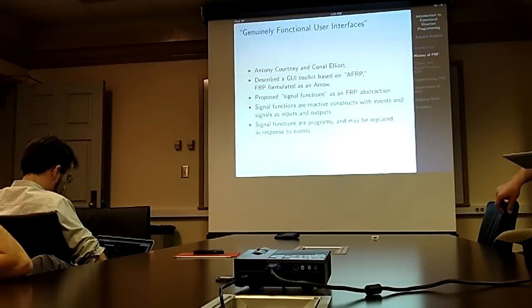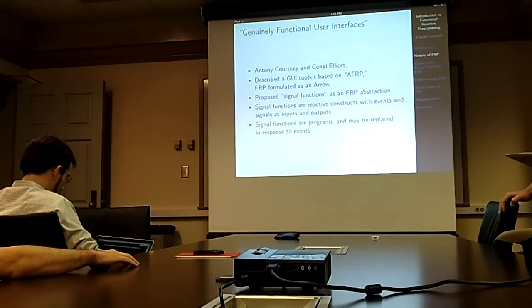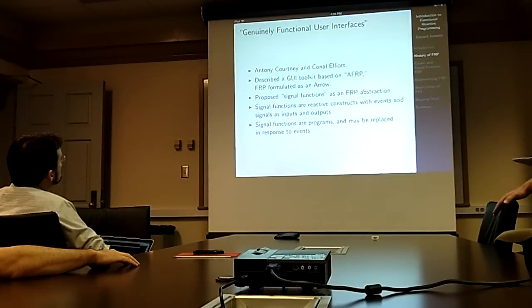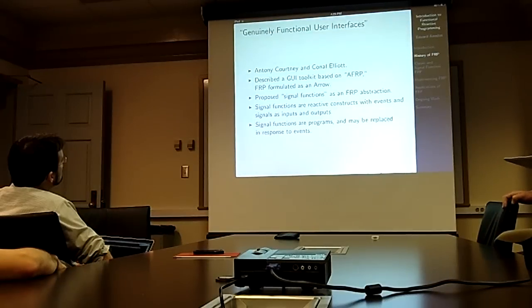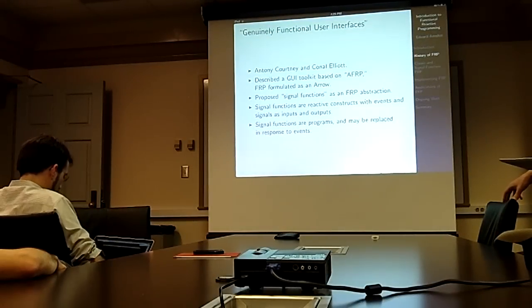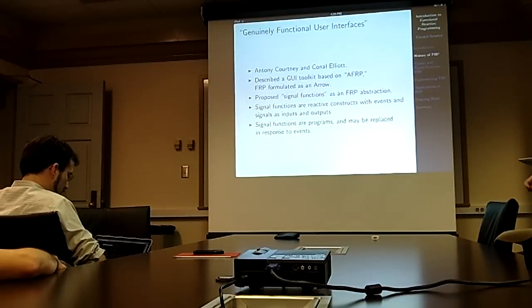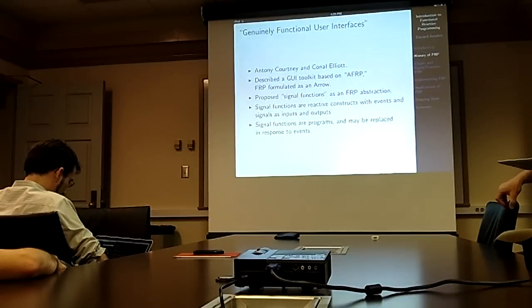The next paper is Genuinely Functional User Interfaces. This was Elliott again, and then Antony Courtney. And the motivation here was to try to have a declarative specification of GUIs based on FRP. So if you're familiar with the arrow abstraction in Haskell, this moved from taking signals and events directly as the abstractions, to having an arrow between signals and events, or the idea of signal functions. So signal functions themselves are reactive, so the signal functions are what get replaced in response to events. And they take events and signals as inputs and outputs.